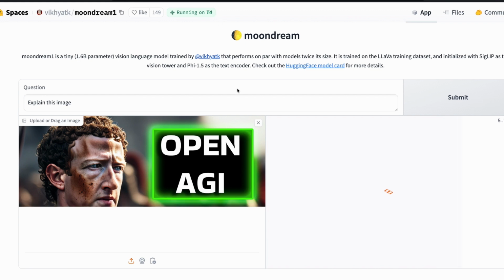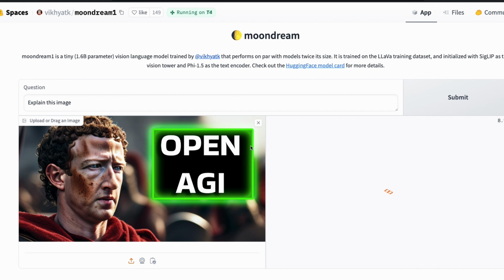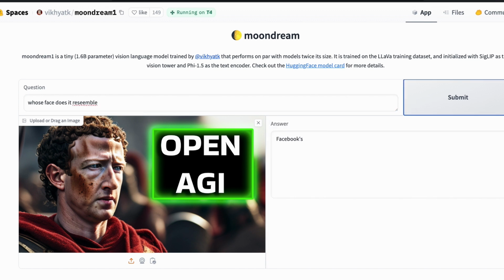So this is, I tried to create a Mark Zuckerberg as, I think, like a Spartan or something with OpenAGI. I said, explain this image to me. And then it went on saying the image features a man with a red scarf and he's standing in front of a sign which says AGI underneath. And it goes on giving me a lot of information about it. So for the same image, last time when I tried, it said this is an image of a man like a Roman emperor or a Roman warrior.